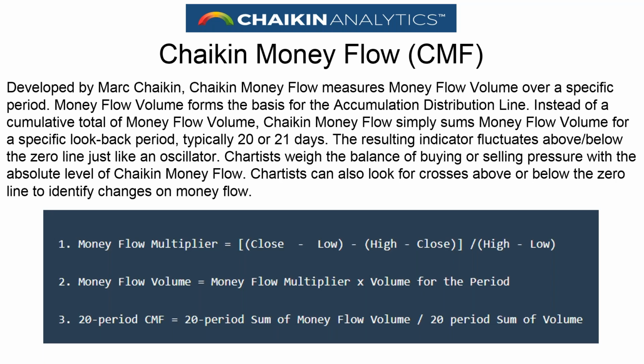The resulting indicator fluctuates above and below a zero line, just like any other oscillator, and chartists or technical analysts can weigh the balance of buying or selling pressure with the absolute level of money flow. And you can look for crosses above or below the zero line to identify changes in money flow.